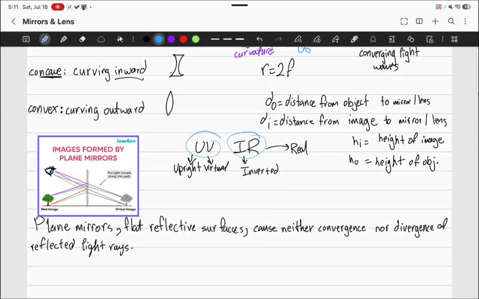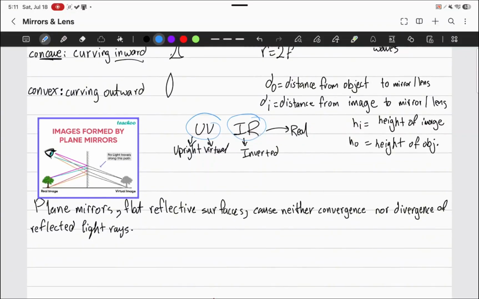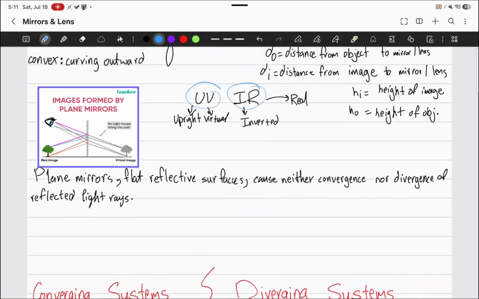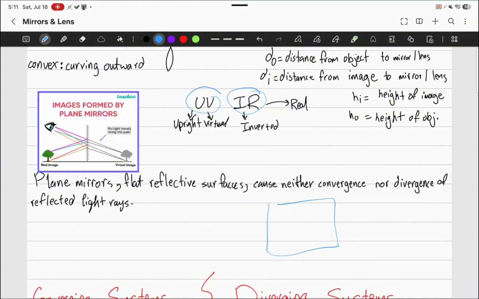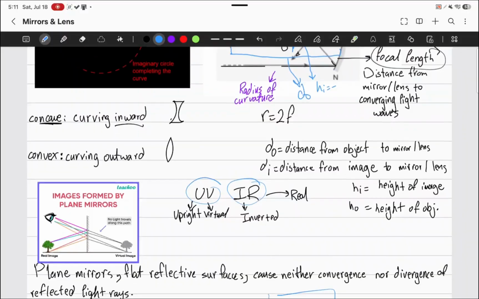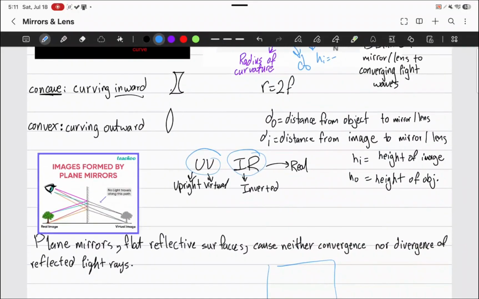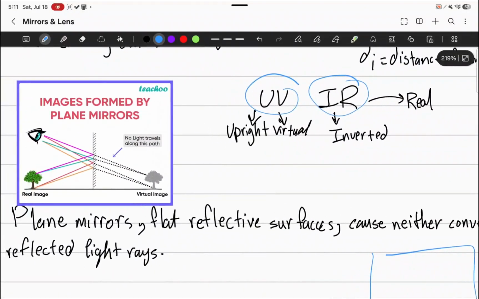Now, before we get into spherical mirrors and lenses, we need to talk about plane mirrors. Plane mirrors are the mirrors that you see in your bathroom, where you see yourself. And a good way of applying what we've learned is to consider that the real image could be here.